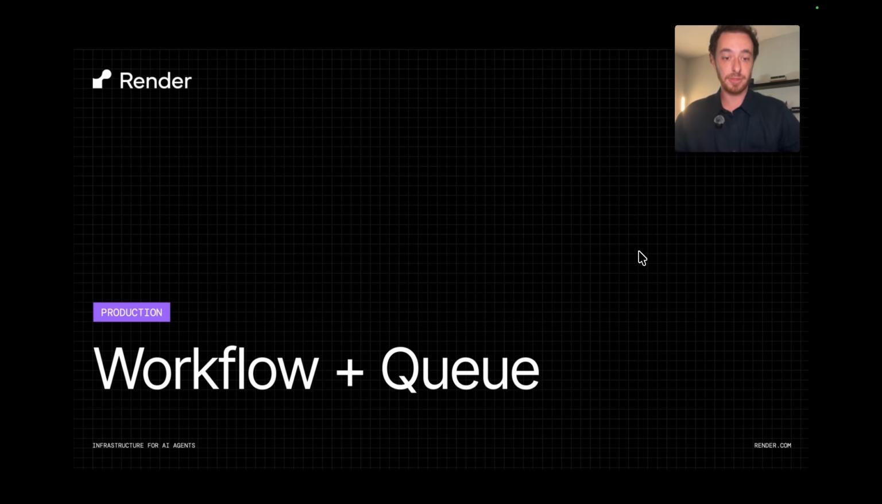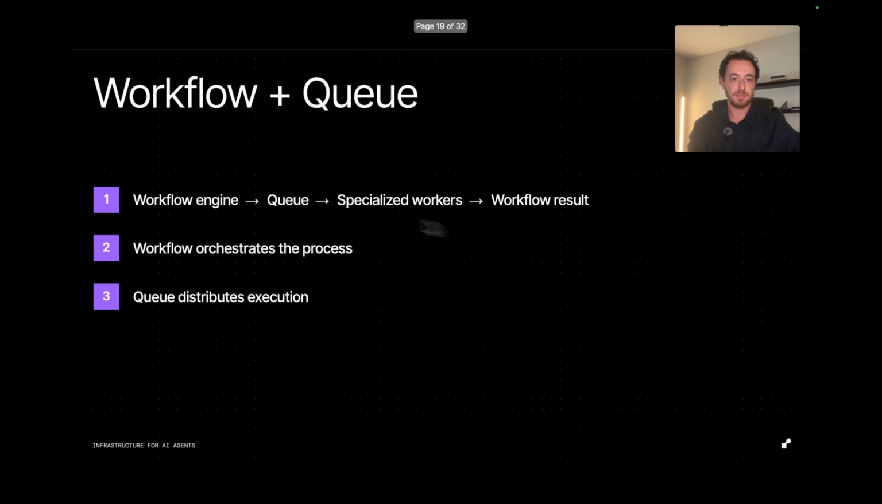So now let's talk about the third architecture consideration here, which is combining the two. And this is a great solution for at scale in production because it offers the best of both systems.